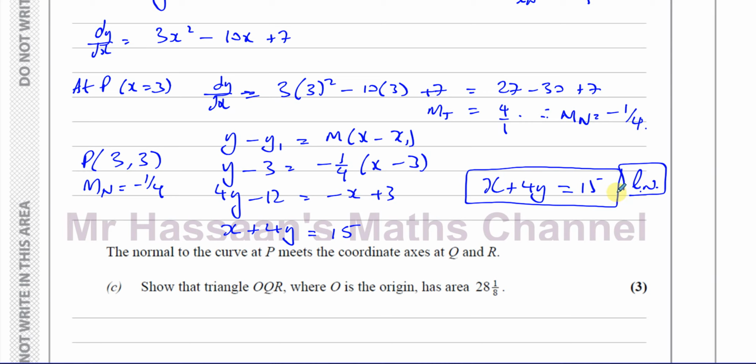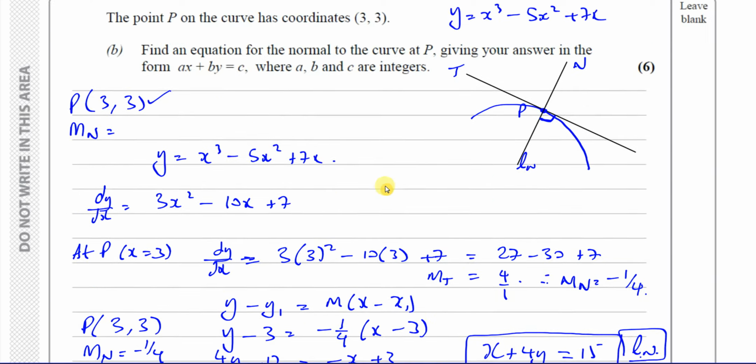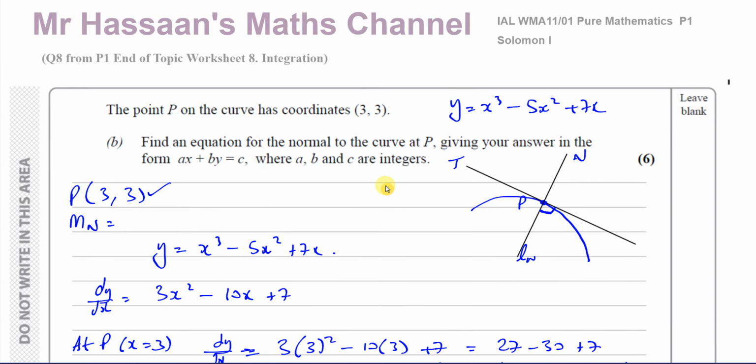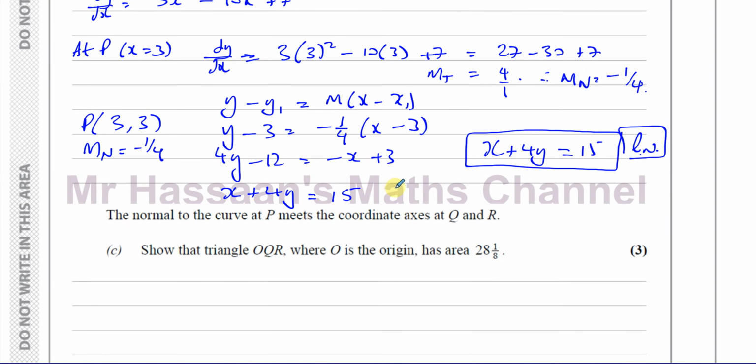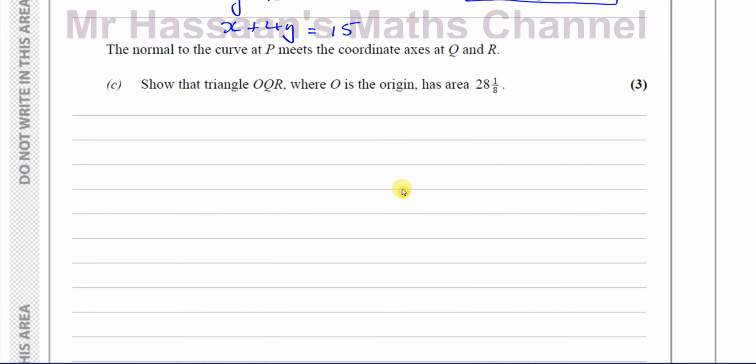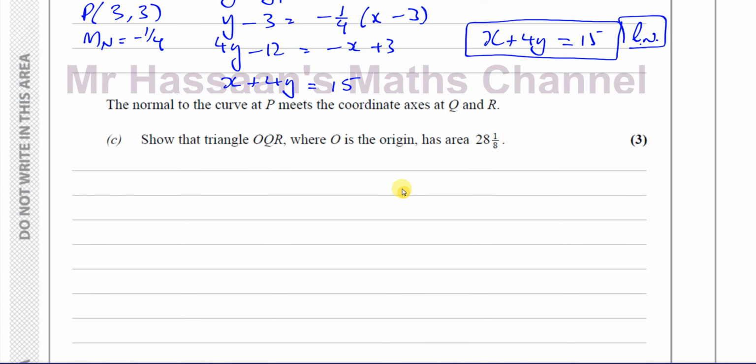So there's the answer to the question, I think 9 part B, from this Solomon paper. Now, the last part of the question says the normal to the curve at P meets the coordinate axes at X and R.